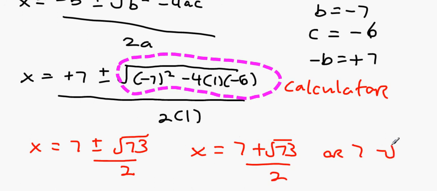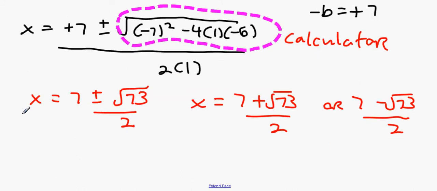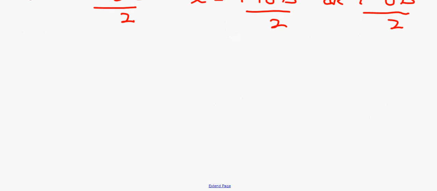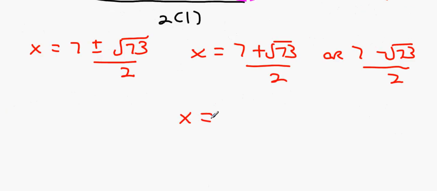Now, to do this in your calculator, it's best to keep the top and bottom separately sometimes. So what we're going to get here is 7 plus root 73, and that's 15.54. We're going to divide that by 2, and what we get here is 7.77. The next one is 7 minus root 73 divided by 2, and that's going to be x equals minus 0.77.